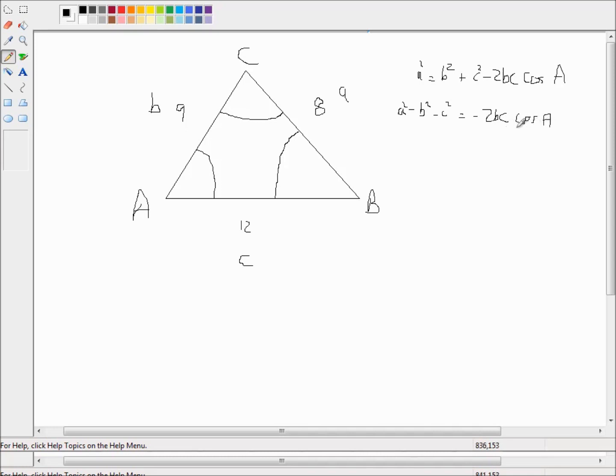So now to get the cos A on its own, we just divide everything by 2BC. So if I divide this side by negative 2BC, because this is negative 2BC, and then if I divide this by negative 2BC, then these cancel, and we're just left with cos A.